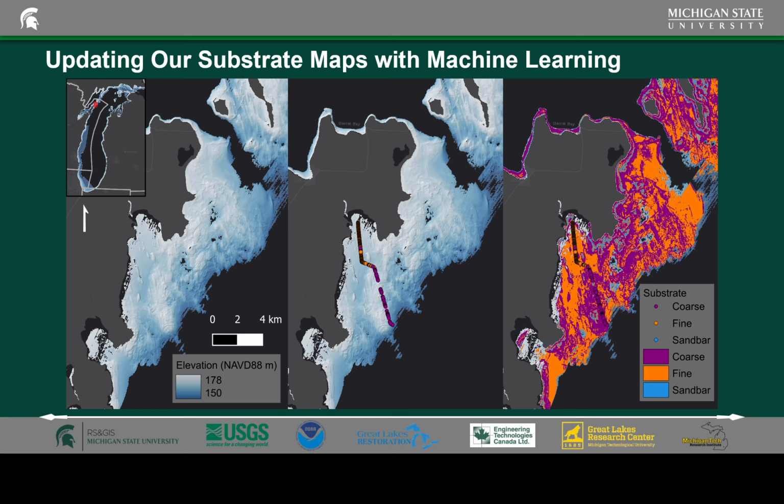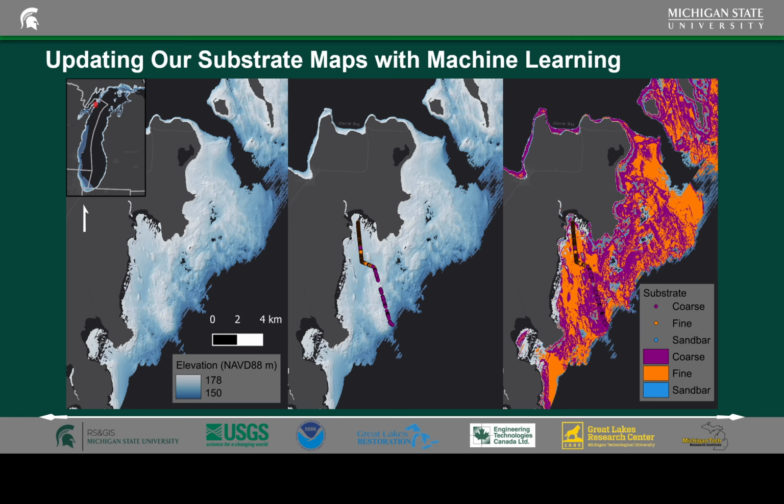We can see that we have some AUV training data in here, which is nice because then we can compare the output of that random forest, that machine learning model on the right here, to the AUV data that we have in that location. We can see a strong degree of agreement between those two. So areas where we would expect to see fine, like we see in the AUV images, are actually being classified accurately in the substrate model.